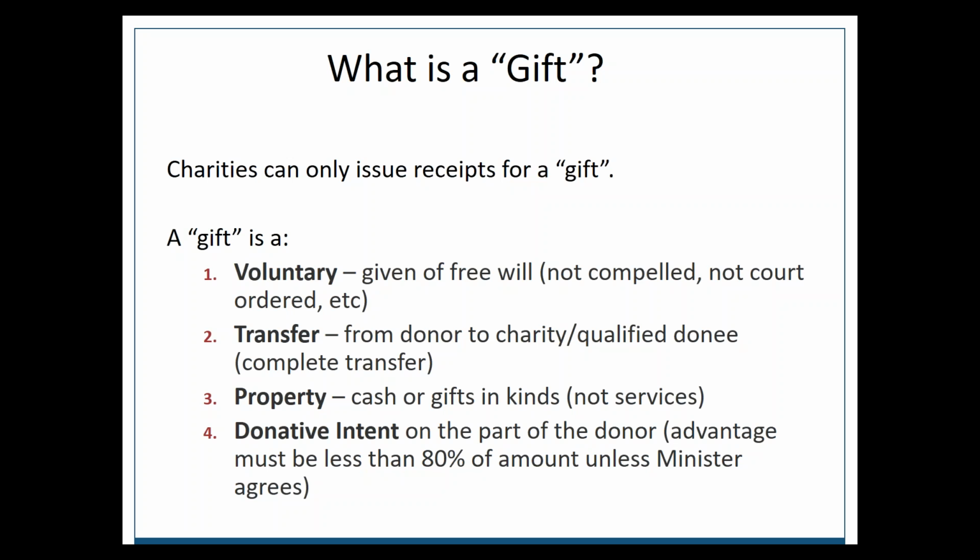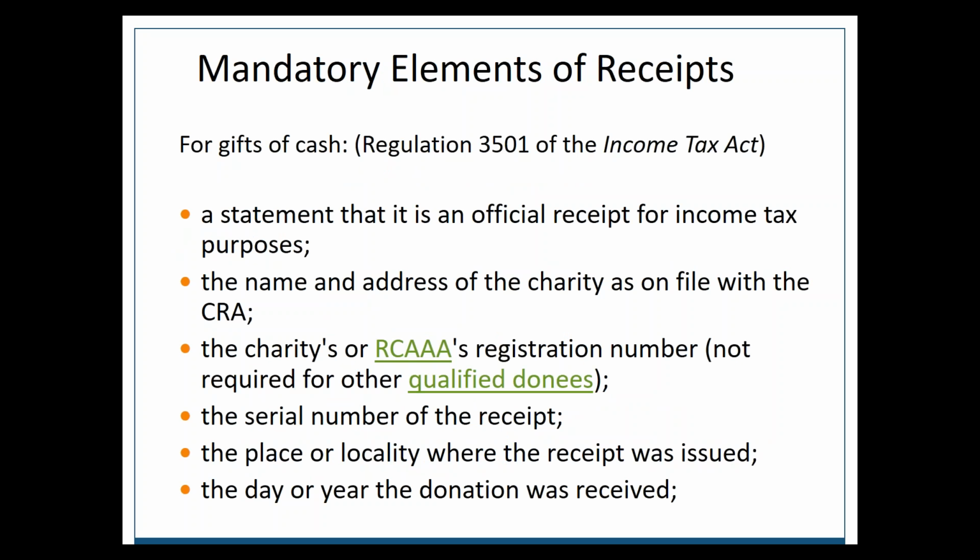So if there's a lot of advantages being provided to the donor, there may not be a gift and they may not get any receipt at all. Okay? So if it's not a gift, there is no receipt that can be issued. Now, the number one mistake that charities make, which also happens to be the easiest thing to fix, is not having all the mandatory elements that are needed on a receipt.